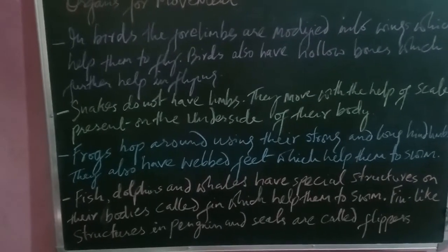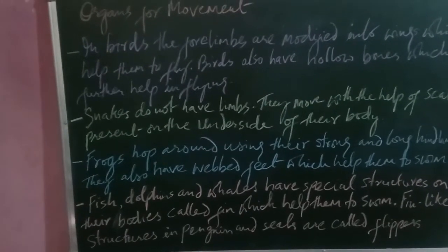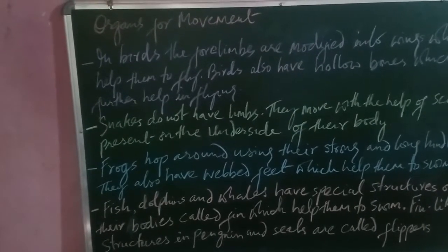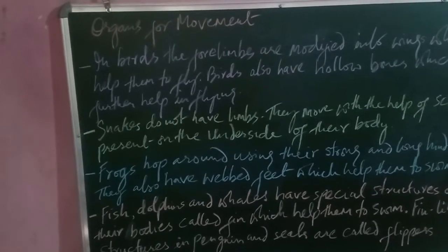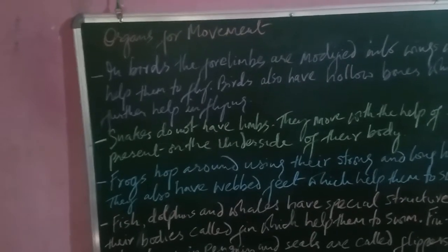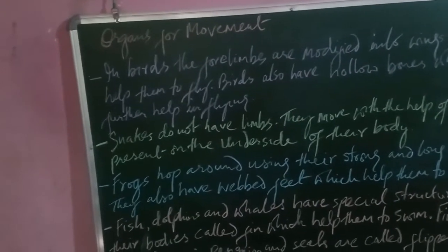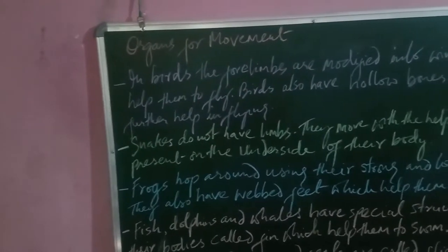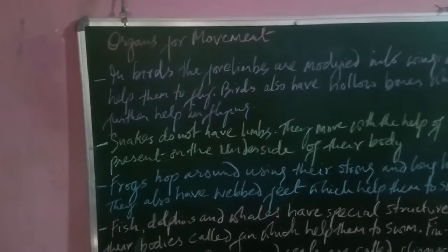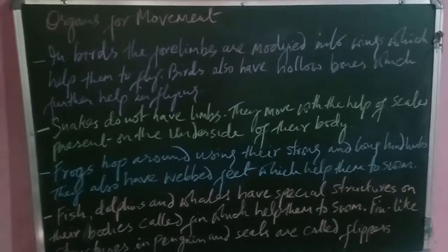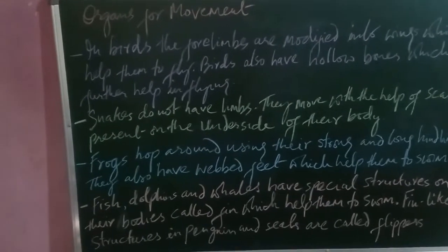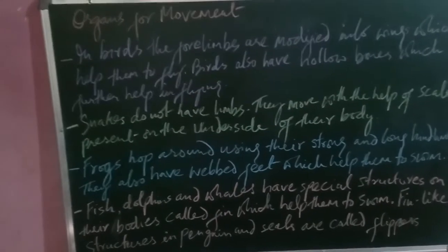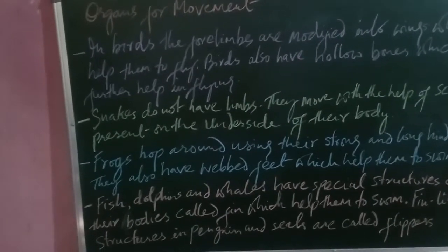Then frogs hop around using their strong and long hind limbs. Hind limbs means the limbs which are present at the back side, which we also call legs, and they hop around using the strong and long hind limbs. They also have webbed feet which help them to swim.